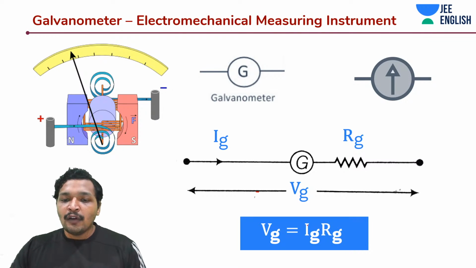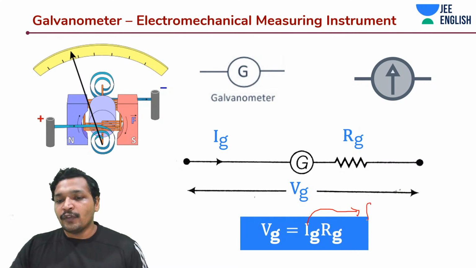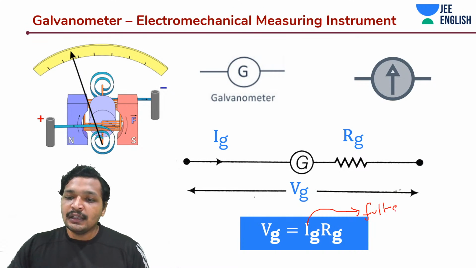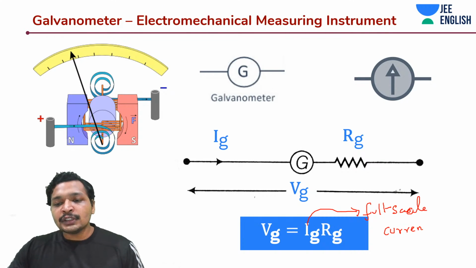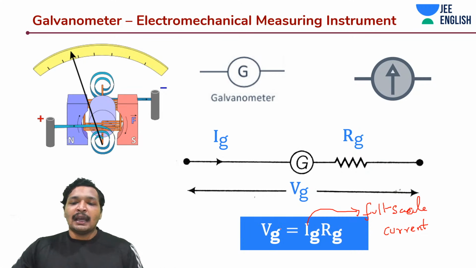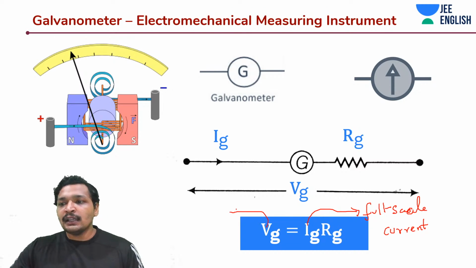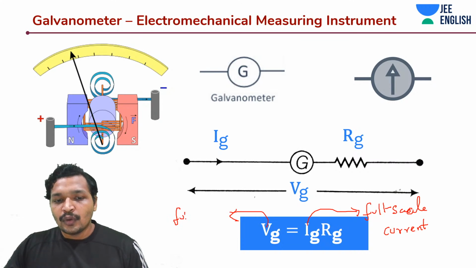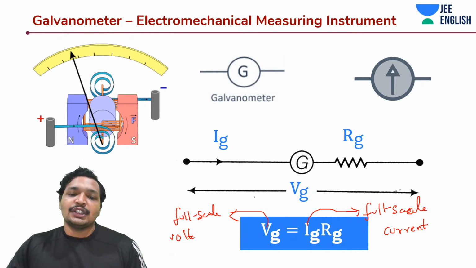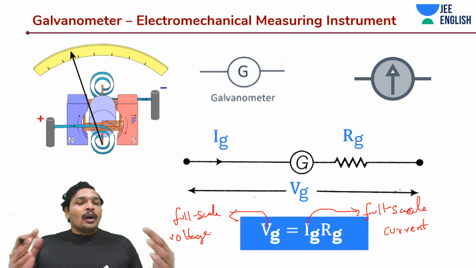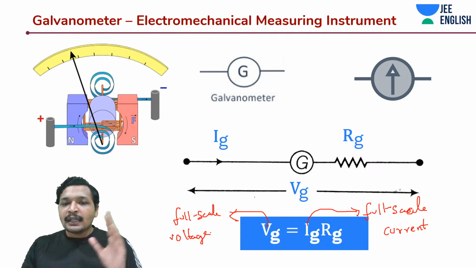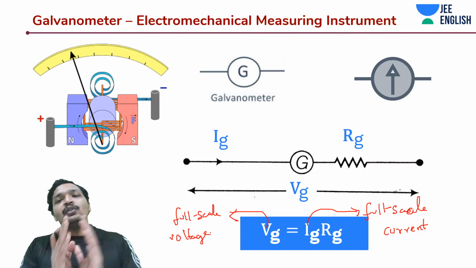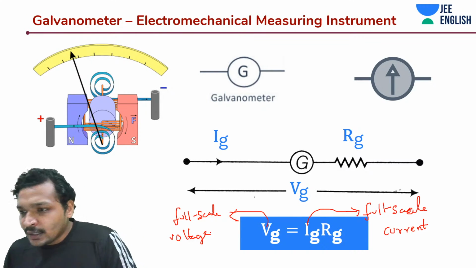This is called full scale current. Full scale means full deflection has happened. Beyond that the deflection cannot happen, or beyond that the current cannot flow. Beyond that, if the current flows, your instrument may get damaged. And similarly, this is called full scale voltage. That is the most important thing. And you understood that deflection and current can be related, that is, deflection is equal to sensitivity into current.